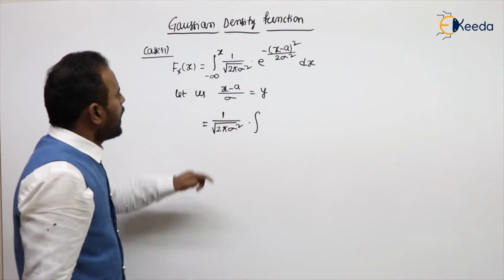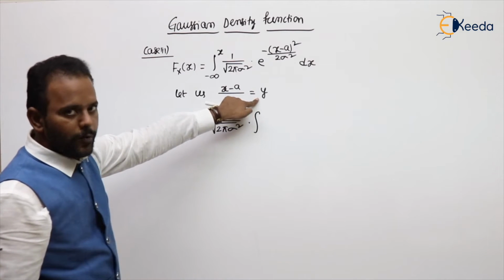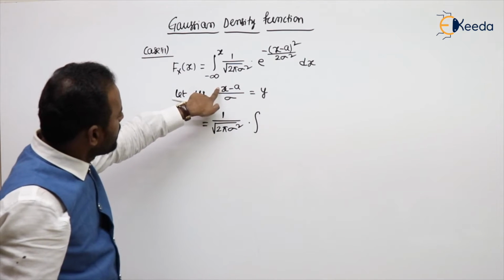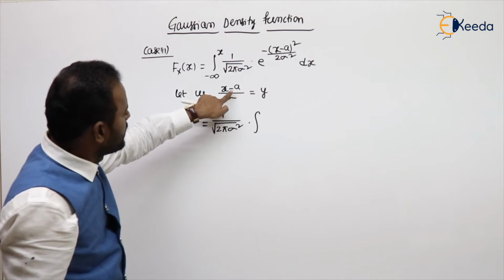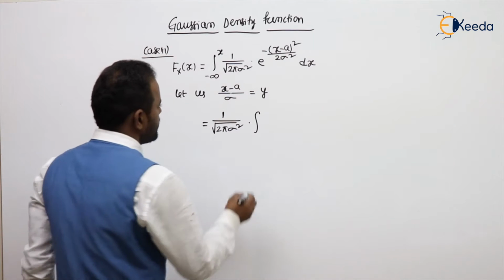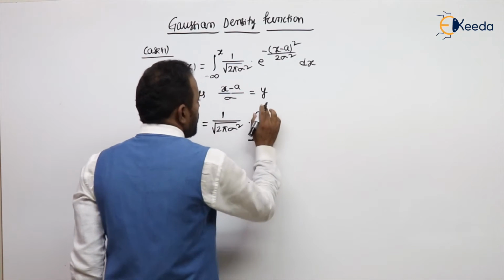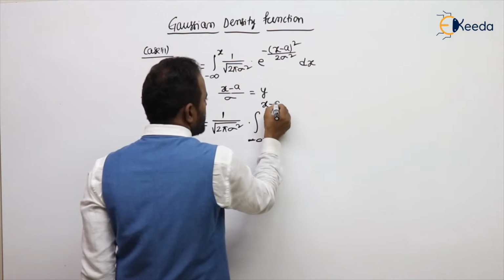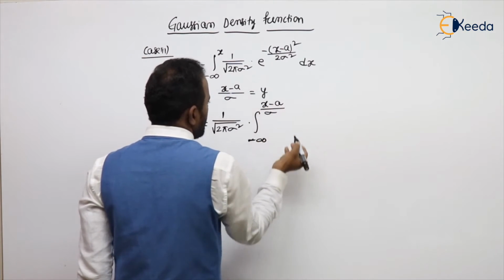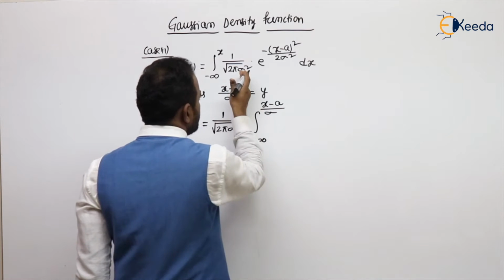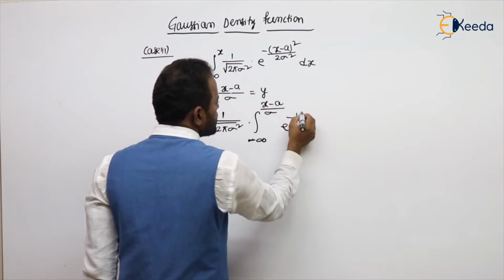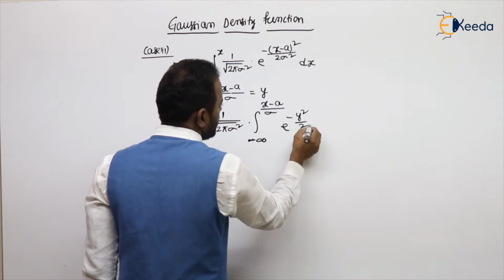Integral. I want to calculate the lower limit for y. How? Substitute the lower limit of x. If we substitute minus infinity, minus a, minus infinity by sigma, it is minus infinity only. What is the upper limit for x? It is x only. So in place of x, replace x, so (x minus a) by sigma. This I already written outside. This is nothing but e power minus y square by 2.